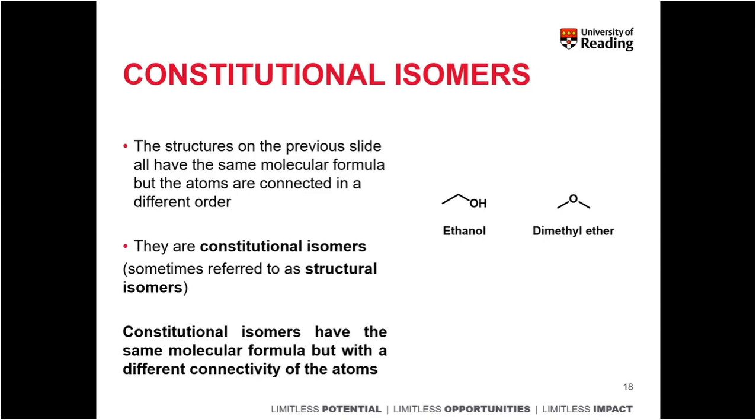They're constitutional isomers, and you might have heard them referred to as structural isomers because the two terms are often used interchangeably. But this is a key definition. Constitutional isomers have the same molecular formula but a different connectivity of atoms. They are joined together in different ways. The two structures on the left are examples of constitutional isomers. Both ethanol and dimethyl ether have the same molecular formula, C2H6O, but they are very, very different.